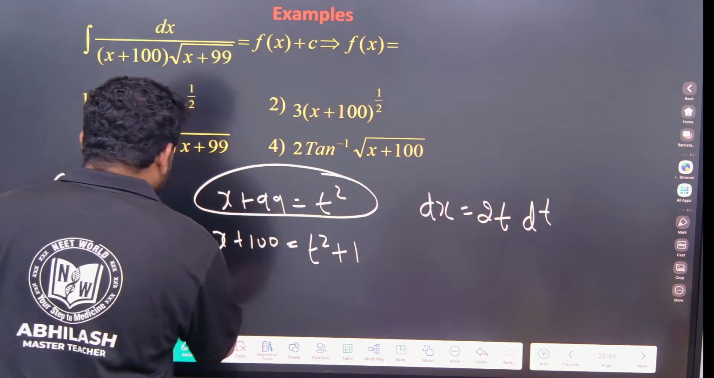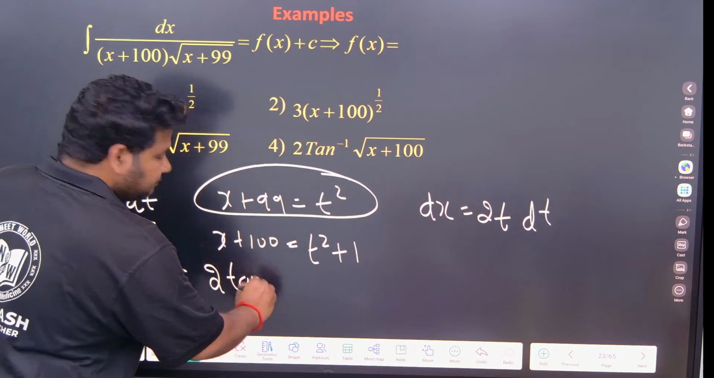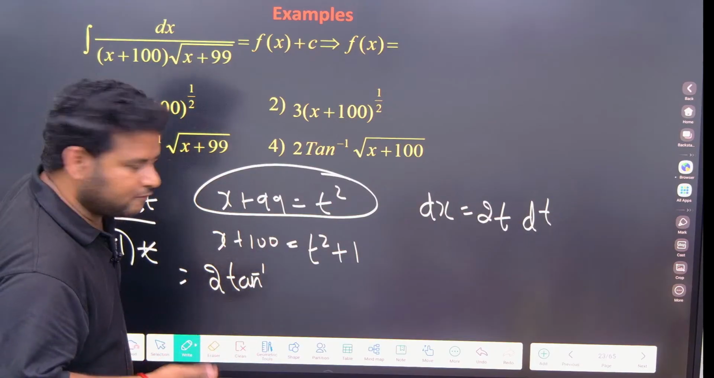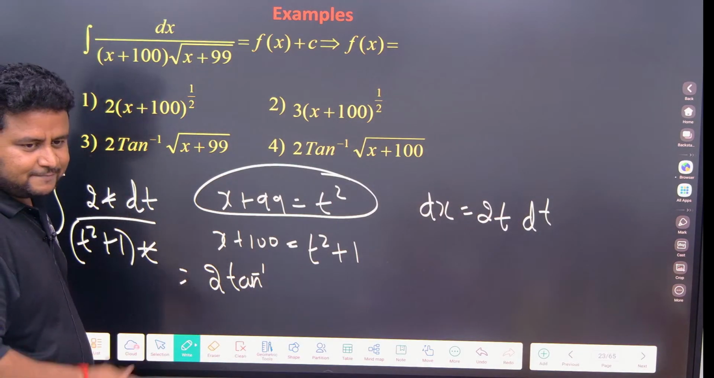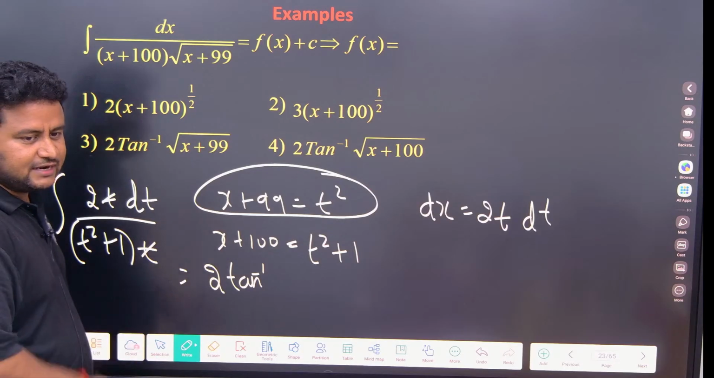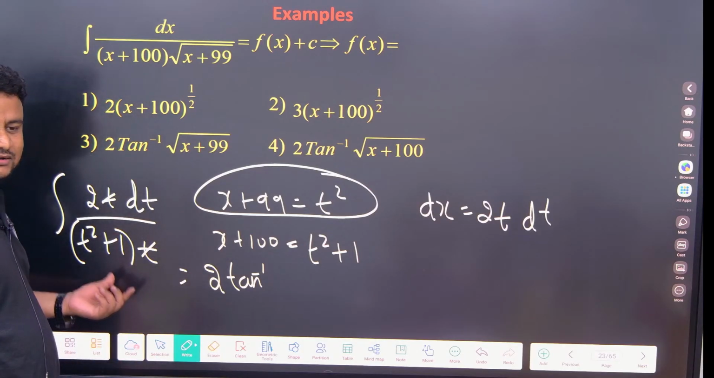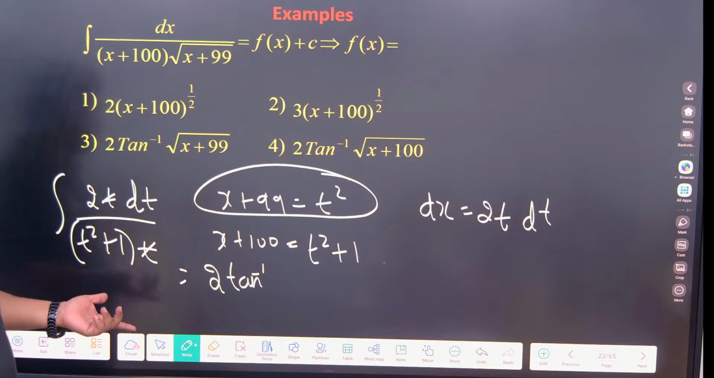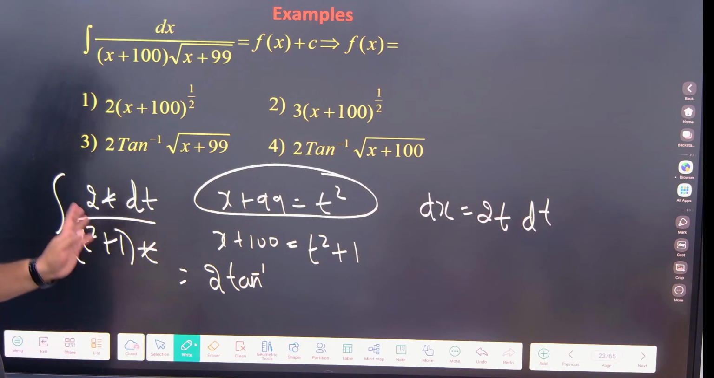I can write here 2 times 1 by a tan inverse of t. What you are telling, 1 by a tan inverse of t, right? But here a value is 1 only, so we will not write 1 by a. We will leave it. What you are telling is correct. See, if it is 1 by t square plus a square, we will write it as what?